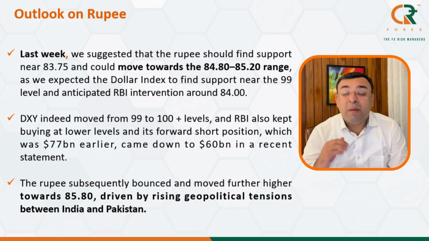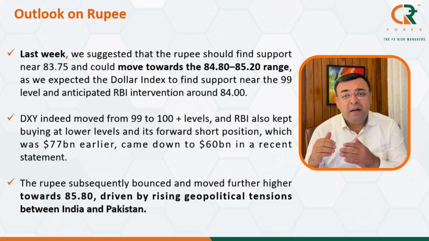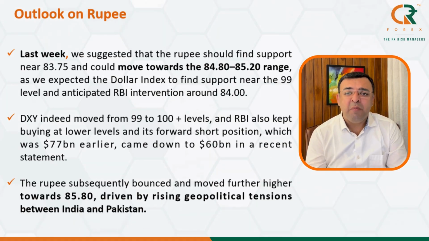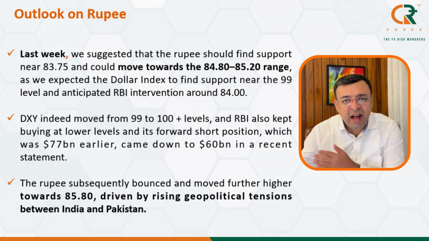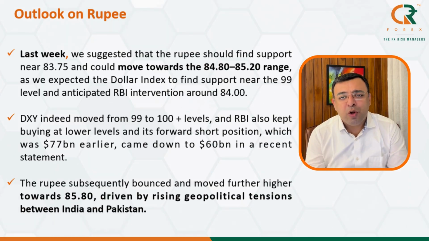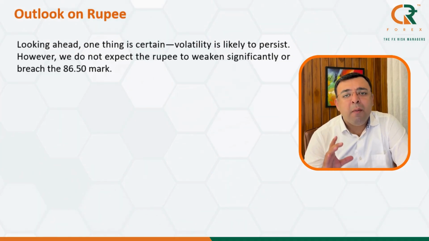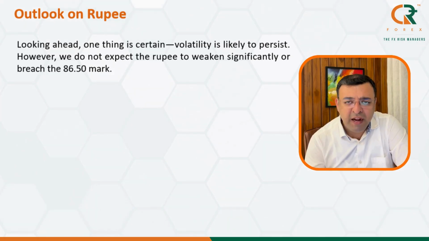But the rupee subsequently moved higher than 85.20, and it made a high of 85.80 kind of levels because of rising tension between India and Pakistan. Now the question is whether it is moving higher towards 86 and a half kind of level, or whether it is moving back towards 85 kind of levels. Let us understand that. Looking ahead, one thing is very likely: volatility is going to persist, and we are going to see momentum on both sides, but we are very confident that the rupee will not move beyond 86.50 kind of level in the near term because of the following reasons.